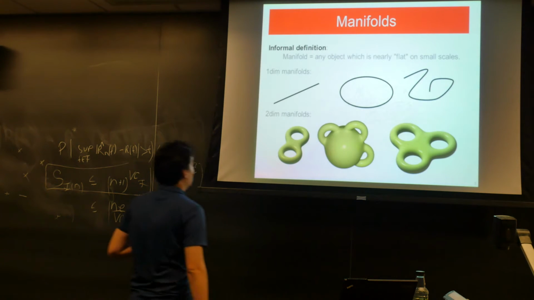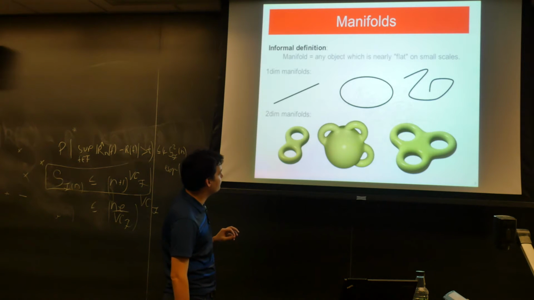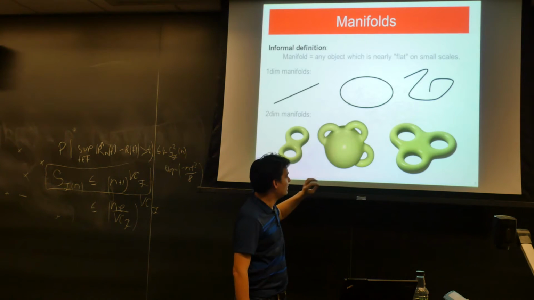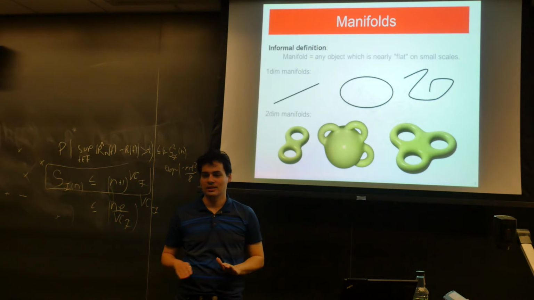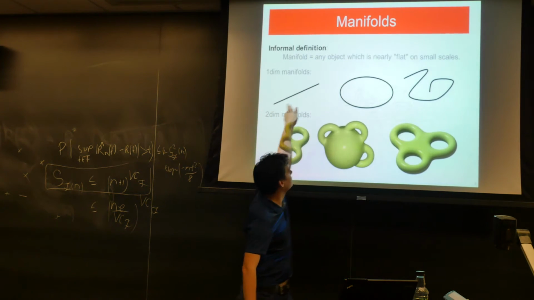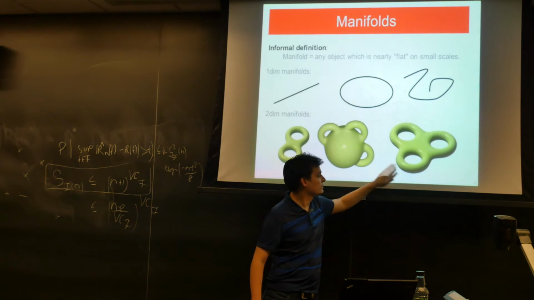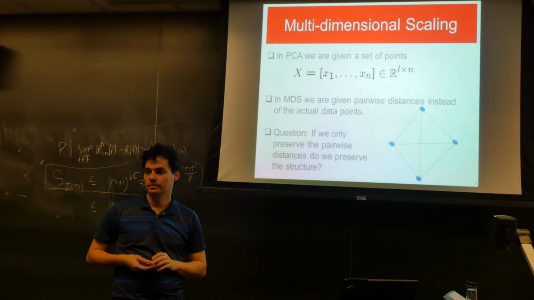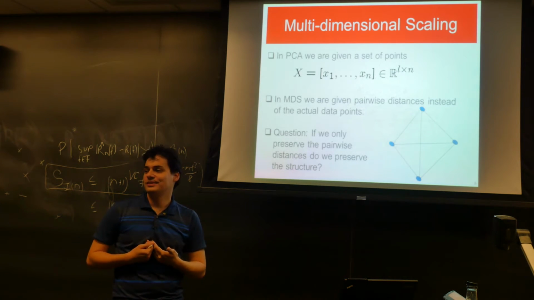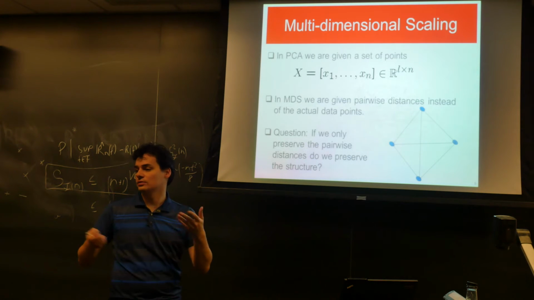What we mean by manifold, I will not be formal at all here. A manifold is any kind of object that, if you look at it from close enough, looks flat. That's the informal definition. All these kinds of guys are manifolds. These are one-dimensional manifolds, and these are two-dimensional manifolds, because if you look at them from close enough, they look like two-dimensional flat surfaces. We want all pairwise distances preserved. Or even if not preserved, I can ask what's the best embedding that would keep most of these distances?